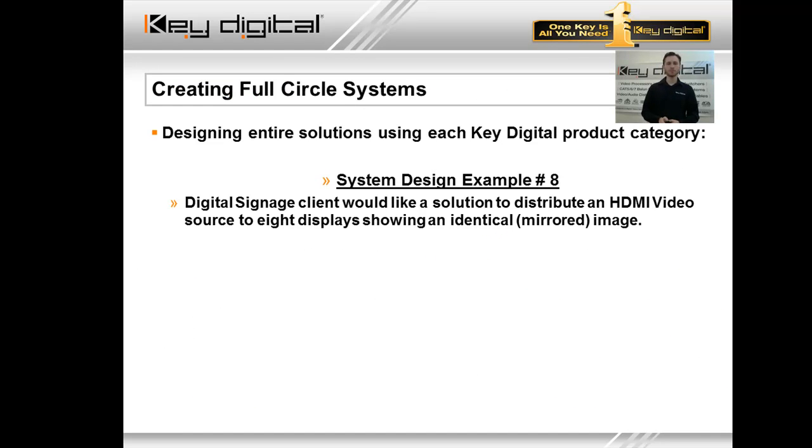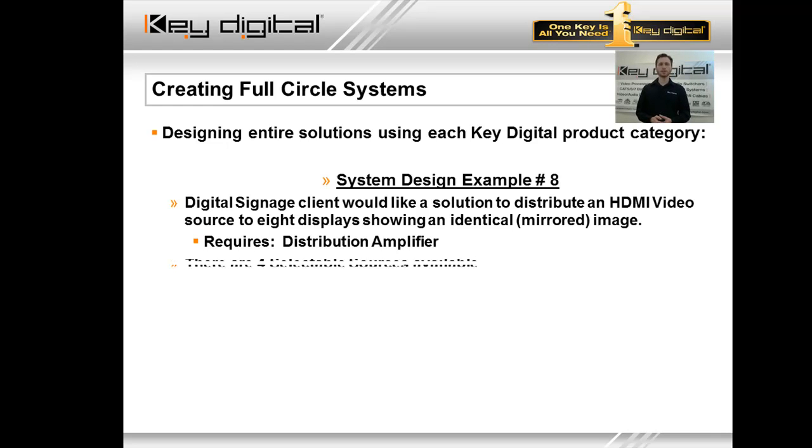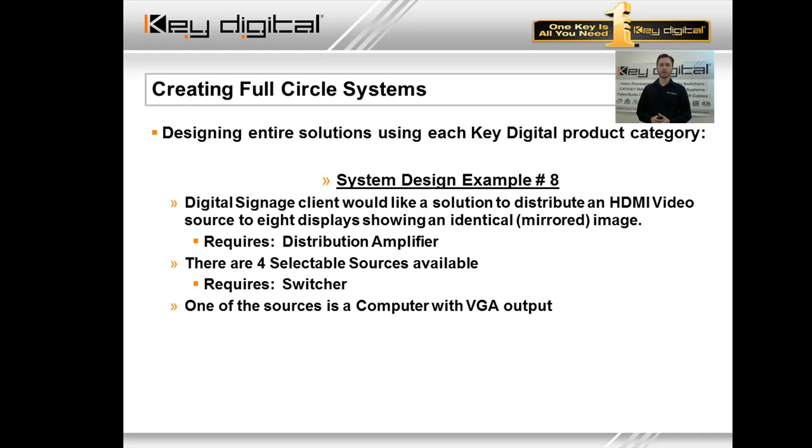System design example number 8 is a digital signage application that would like a solution distributing an HDMI video source to 8 displays. They're all going to show an identical, aka mirrored image. They're all going to show the same thing at the same time, which is the need for a distribution amplifier. There are actually 4 selectable sources, but again we want all the displays to show the same thing at the same time. So if you combine a switcher and a distribution amplifier, you're able to achieve this at a much more cost-effective price point than utilizing a matrix switcher.